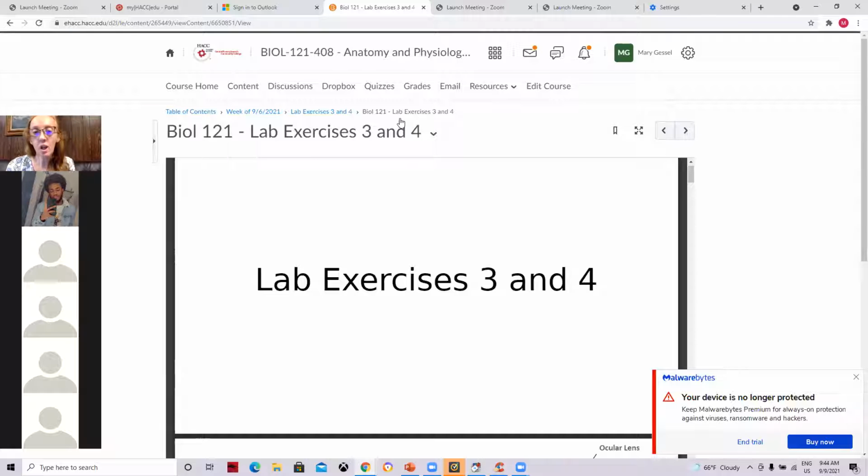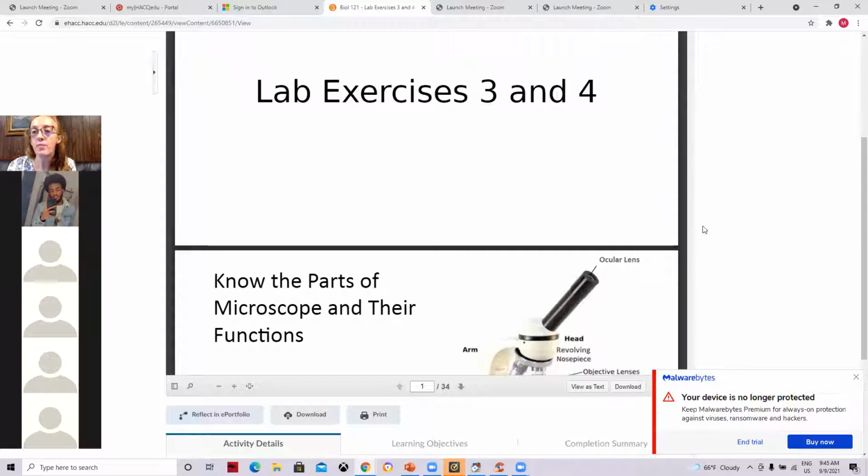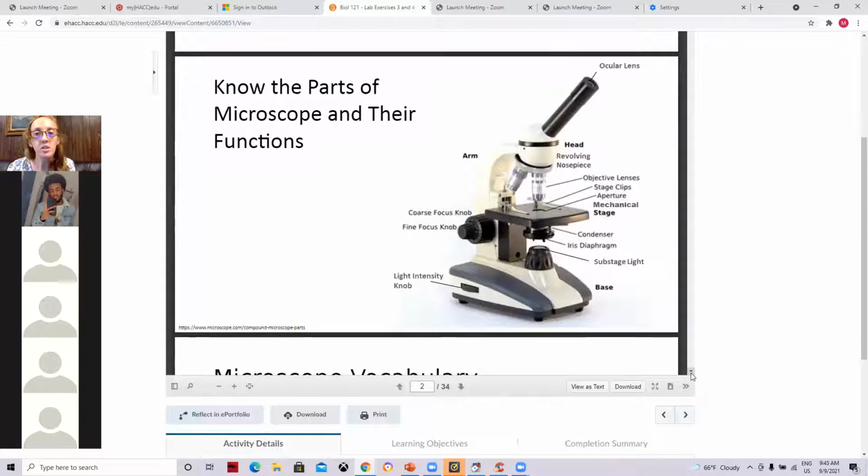So lab exercises 3 and 4. The first part is knowing the parts of the microscope. When we're looking at a microscope, we have a head piece, we have an arm, and we have a base.